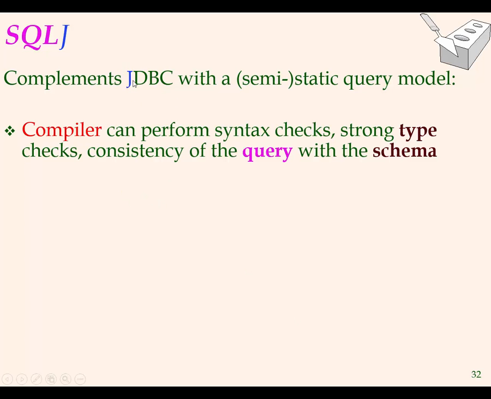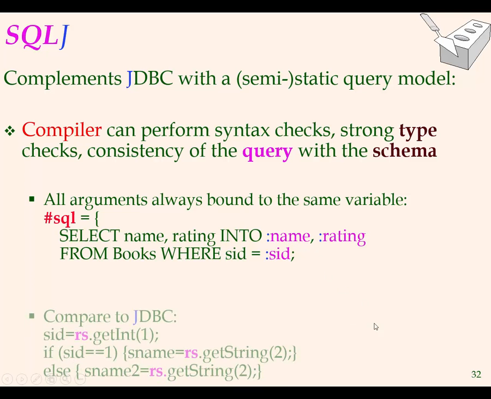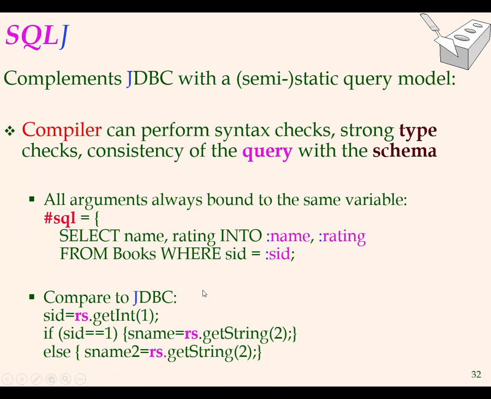So SQLJ complements JDBC. The compiler can perform syntax checks. All arguments are always bound to the same variable. So with this #sql, these come from the host language when you use this colon. So this is the #sql SQLJ, and this is JDBC. In JDBC, you use an object dot and you invoke a method instead of using that.